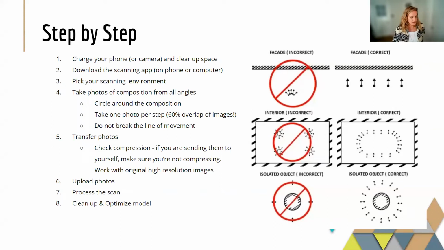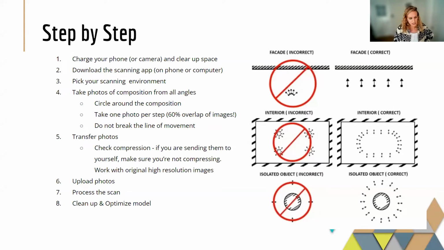If it's one single object, circle around the composition. Take one step every 60% because you want that overlap of images. What I mentioned about stereoscopy, you have to have at least 60% overlap from one image to the next. And don't break the line of movement. So you want to make sure you're consecutive with your image numbers. That'll make it easier for the algorithm to process your images.